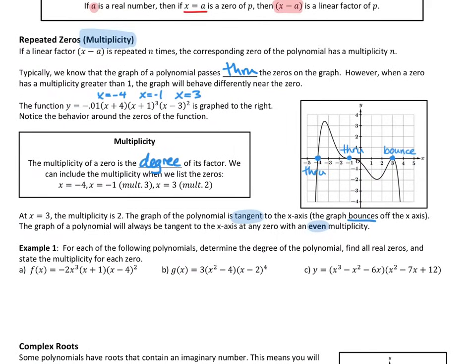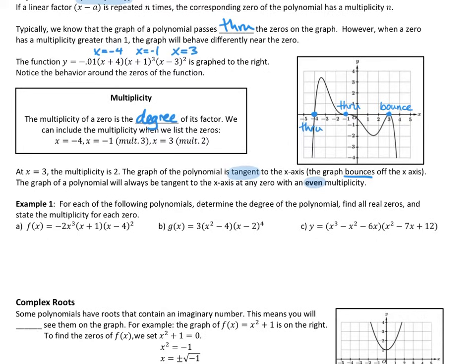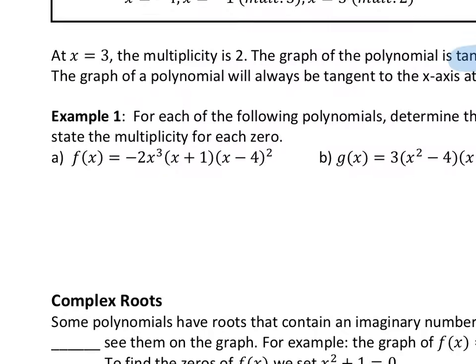So for each of the following polynomials, without graphing it, we're going to determine the degree of the polynomial, find all of the zeros, and then state the multiplicity for each zero. Now here's the deal. Before today, when I asked you degree, usually you just looked at the leading coefficient, you saw the power, and you're like, 3. 3 is not the answer here. How come?